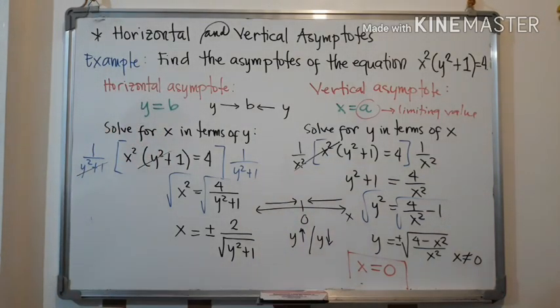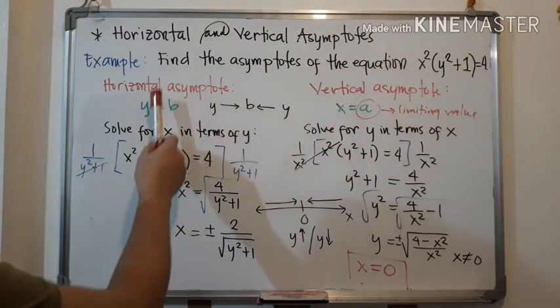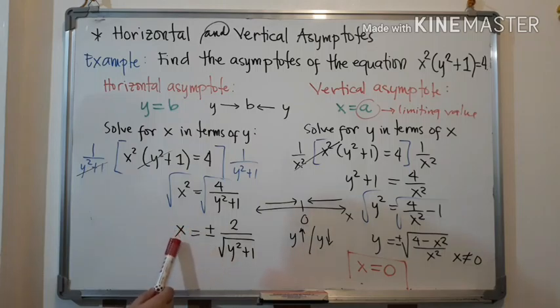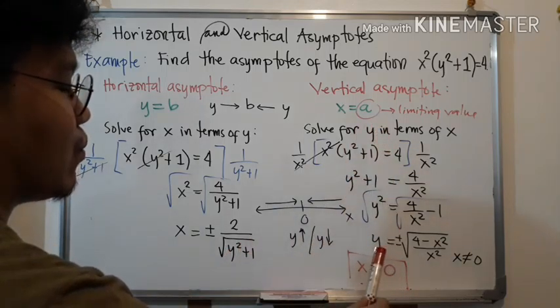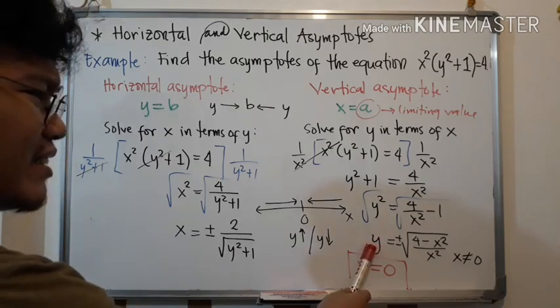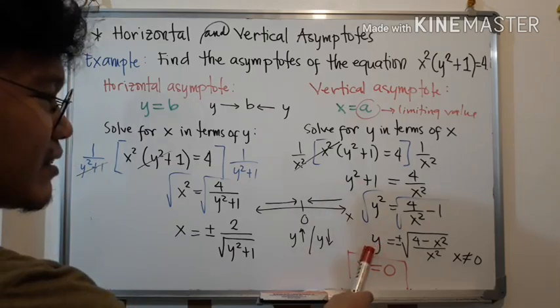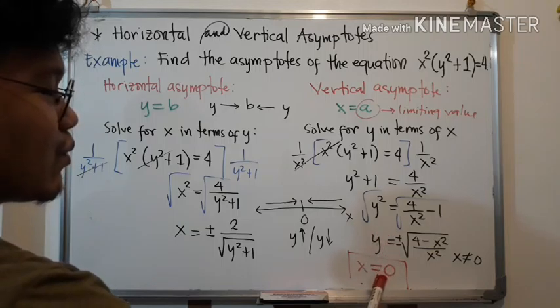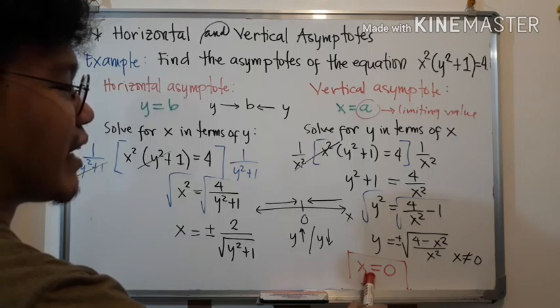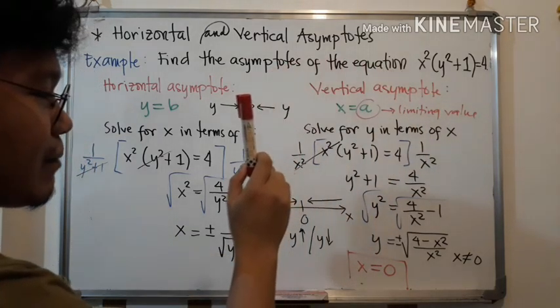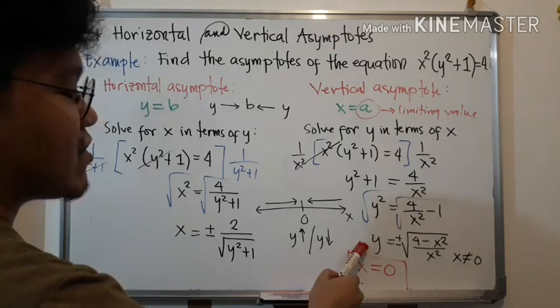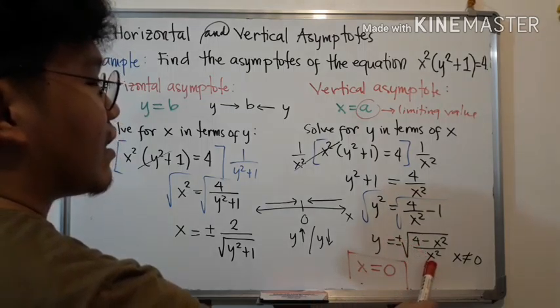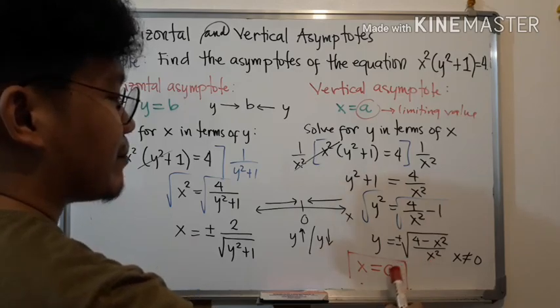Okay. So again, for this example, we do not have a horizontal asymptote because x is defined and is real for all values of y in the real numbers. For vertical asymptote, y is not defined and is not real for x equals 0, that is why this equation of the line x equals 0 is our vertical asymptote. But y is defined and is real for all x in the real numbers except 0.